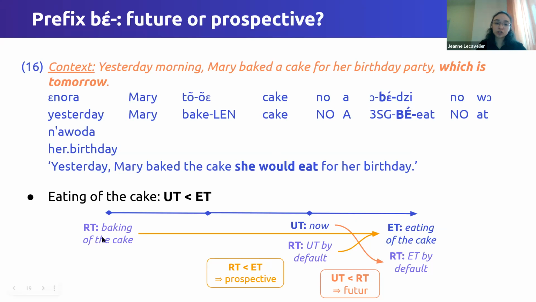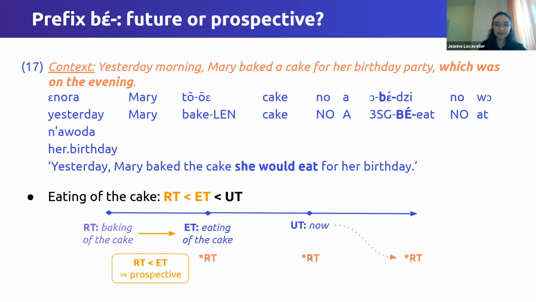or corresponds to the baking of the cake as coded by the matrix clause. And then in both cases, you will get that the bay plus high tone codes the event time happening after the reference time. But again, if you take another context and the same sentence with this other context, it is immediately clearer that it can only be a prospective, because here we know that the eating of the cake has already taken place yesterday evening.